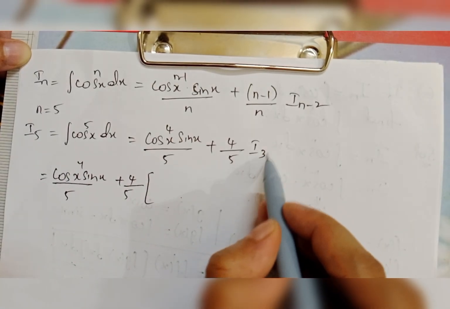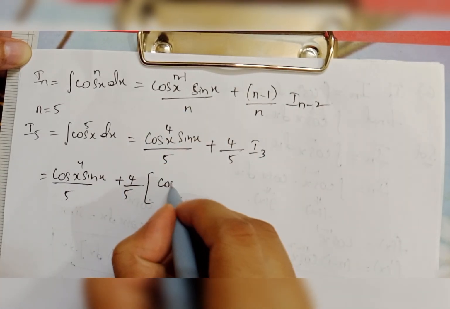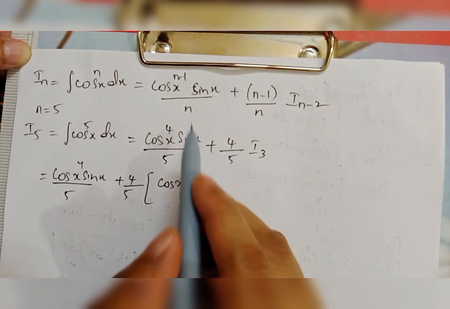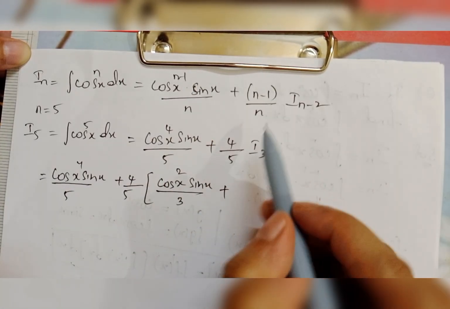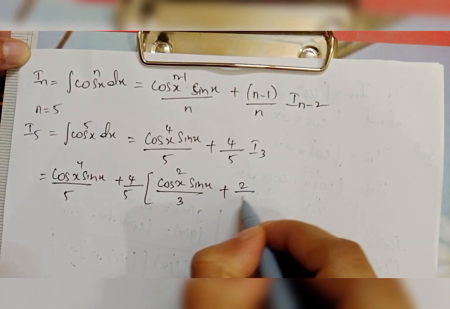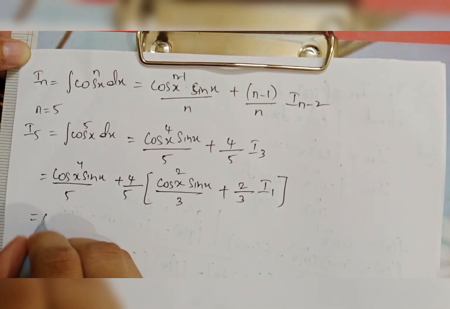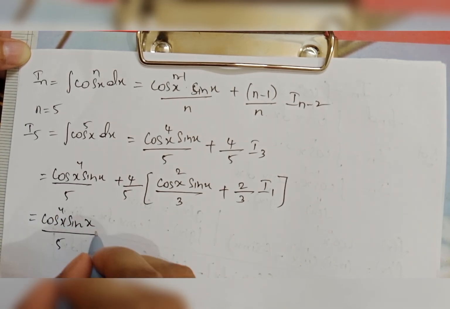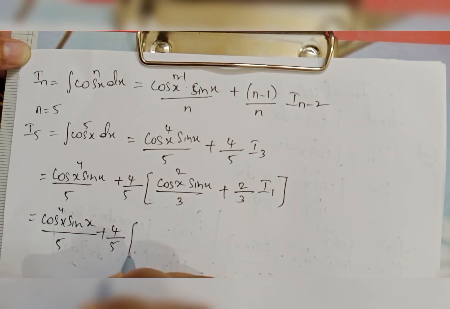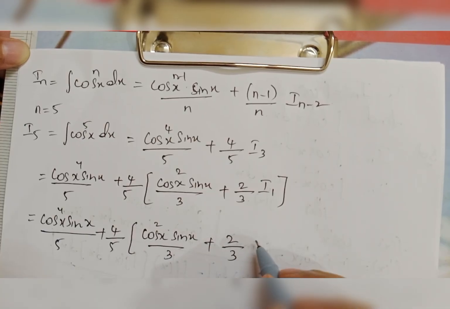Again putting n value 3 in this equation. So we'll get cos x power 3 minus 1 is 2 into sin x by 3 plus 3 minus 1 is 2 by 3. 3 minus 2 is 1. So it is I1. Now cos x power 4 into sin x by 5 plus 4 by 5 into cos square x into sin x by 3 plus 2 by 3 into I1 value.